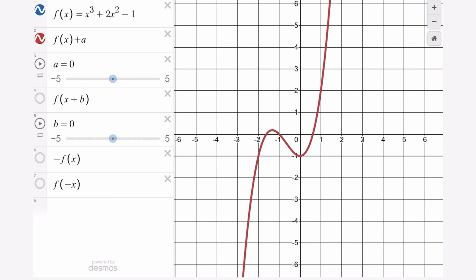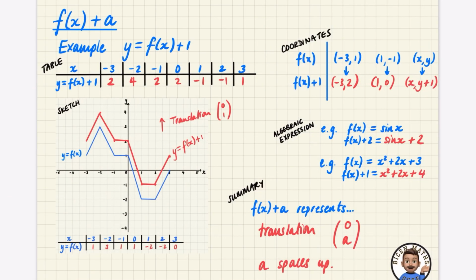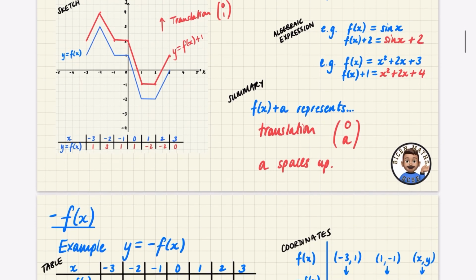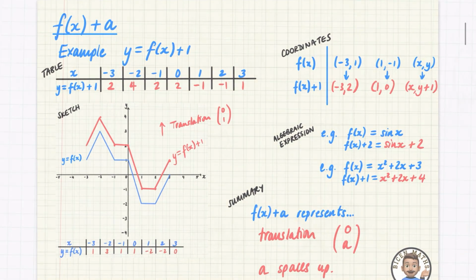You'll see that as a cycles through, when a becomes a positive number, the graph is just rising up that amount. And when a is a negative number, it is coming down by that amount. And obviously when a is equal to 0, it is the same original function that you've got there. So that is the first function transformation. f of x plus a is just going to represent a vertical movement of the graph. And in the next one, I'm going to be looking at minus f of x.